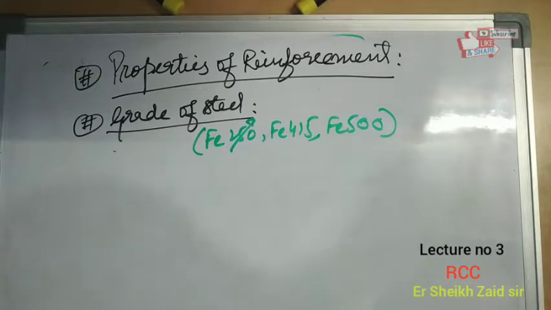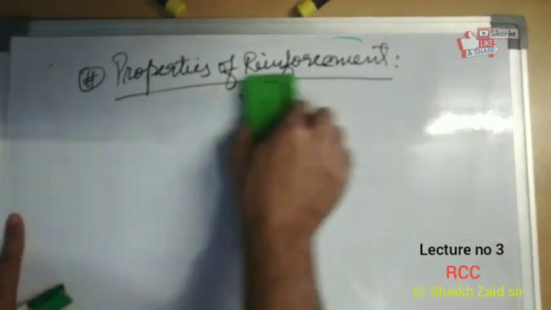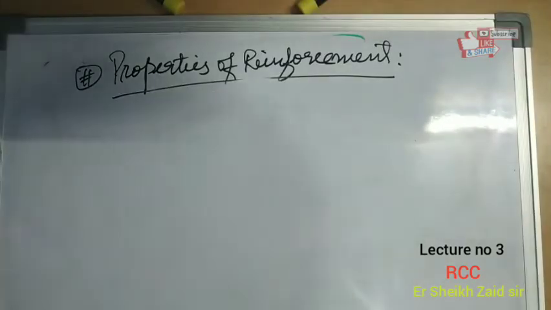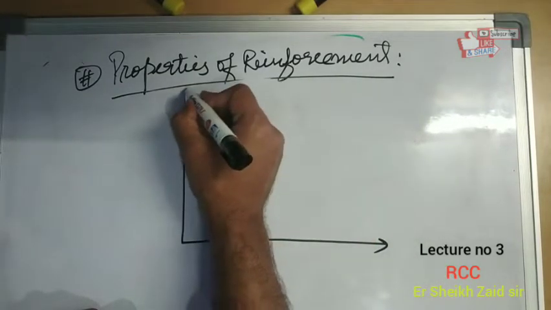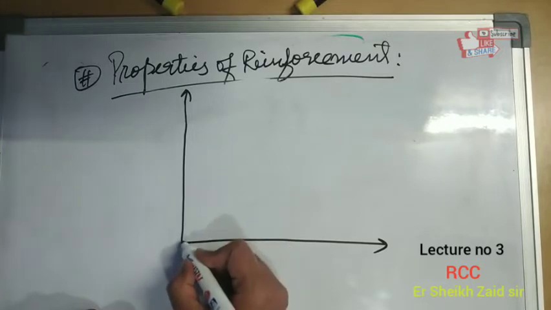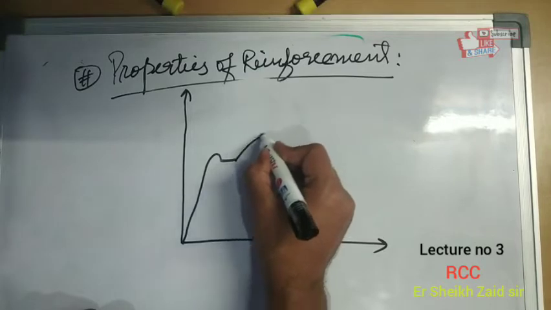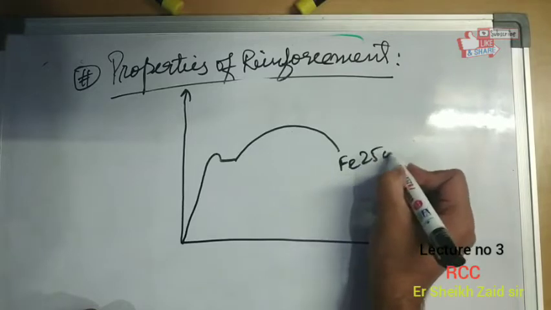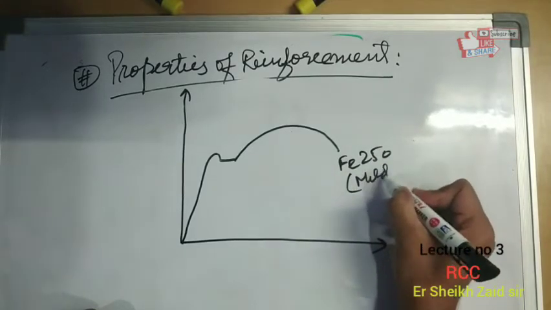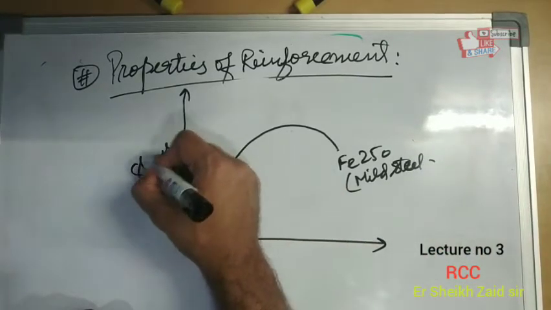See, now we will study a little bit about these different types of reinforcing steel. I'll just explain it with the stress strain curve of 3 different types of reinforcing steel. See, the first one is, you all know it very well, that is mild steel, also called Fe 250. Remember, Fe 250 is called mild steel. This is the stress versus strain curve.